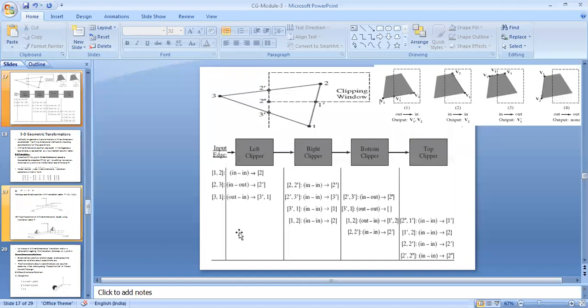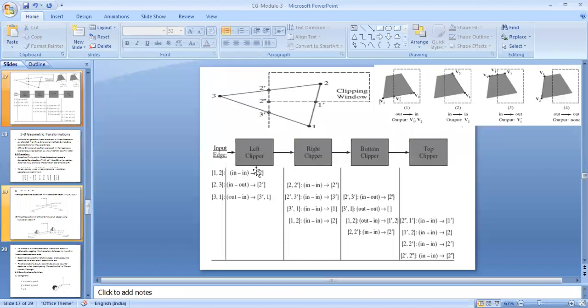Now come to the third edge, it is 3 comma 1. This is my clipping boundary. All these things are outside the clipping boundary, all these things are inside. So 3 to 1 is obviously moving from out to in. If it is moving from out to in, what should I do? I should consider the intersection point and the second vertex. From 3 to 1, the intersection point is 3 dash. So it is 3 dash comma 1.